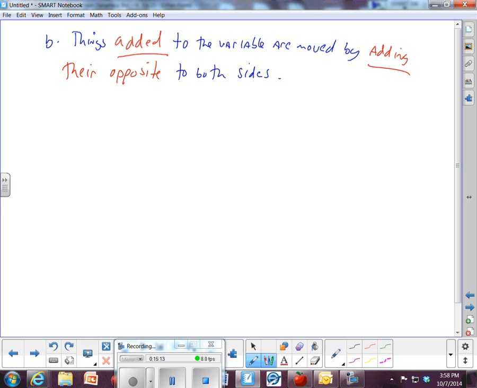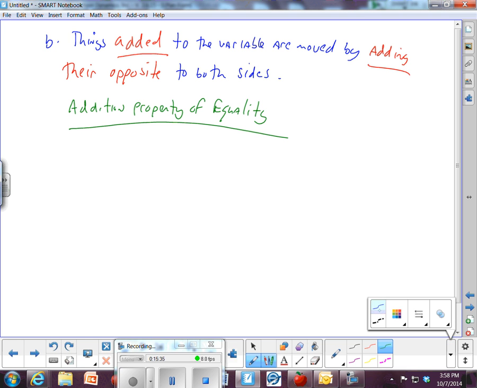We really have a property that allows us to do this, and this is called the addition property of equality. The addition property of equality. And it goes like this. If A equals B. Okay, so we have an equation. We have a left side that equals a right side. Then you have the right to do this. On the same side as the A, add a C.